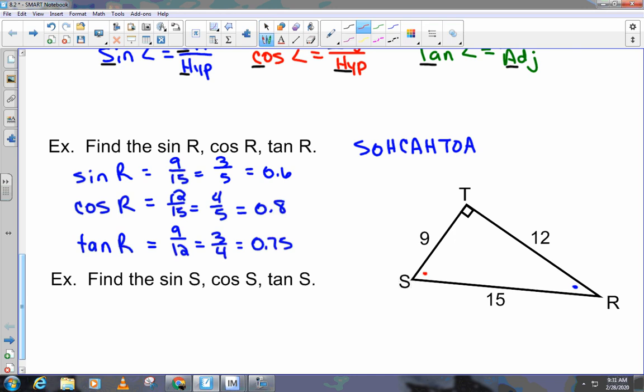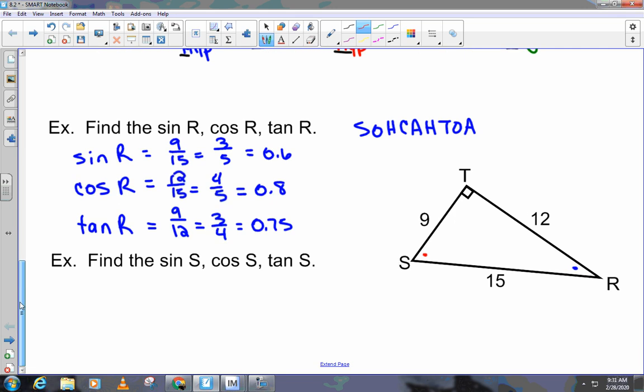Now let's do the same thing with S, because you can do this with the acute angle. So now we want the sine of S, the cosine of S, and the tangent of S. So we go to S, and sine, opposite over hypotenuse. What would that be? 12 over 15, which is 4/5, which is 0.8.